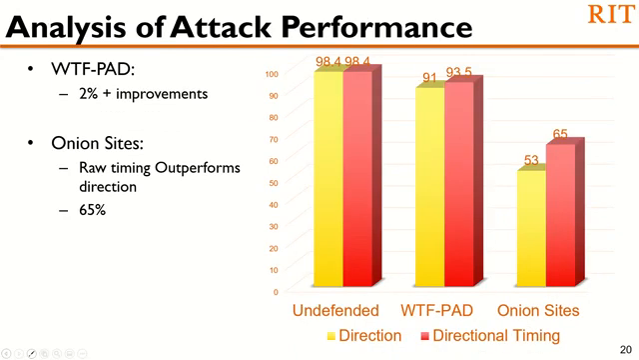At this point, we know timing features render some value in terms of information leakage and classification. Now let's analyze and compare the attack performance of directional timing with only the directional representation. Our experiments show that the attack performance for direction only and directional timing are identical at 98.4% for the undefended dataset. However, for WTF-PAD, we get a performance boost of over 2% with the directional timing representation, and for the onion sites, directional timing outperforms direction by 12%.